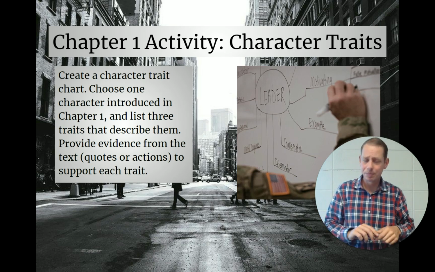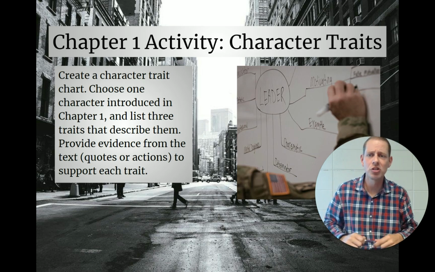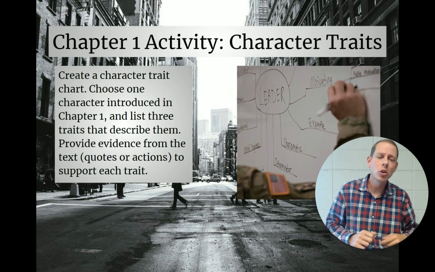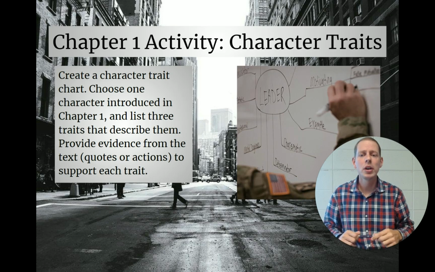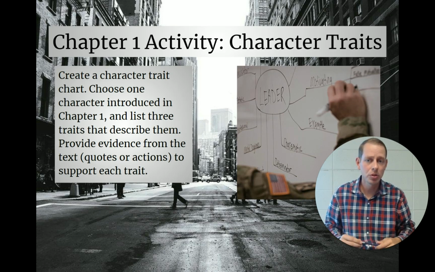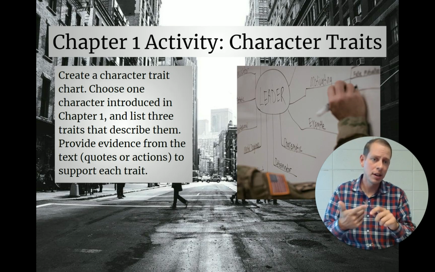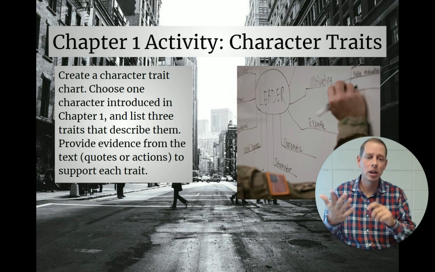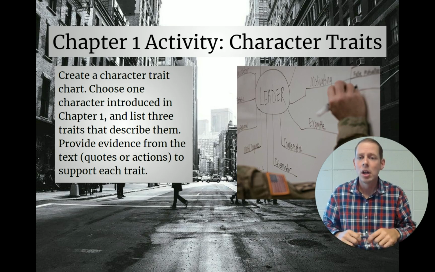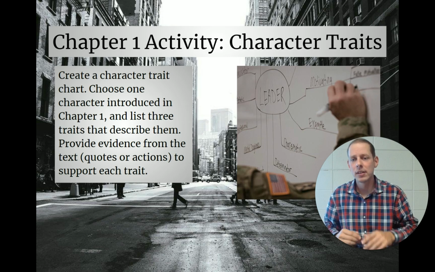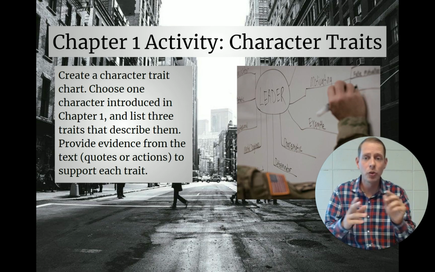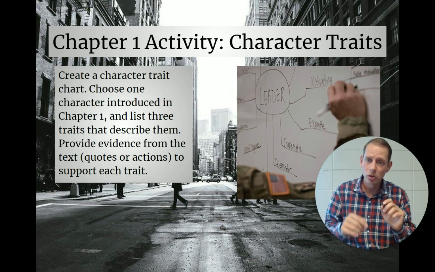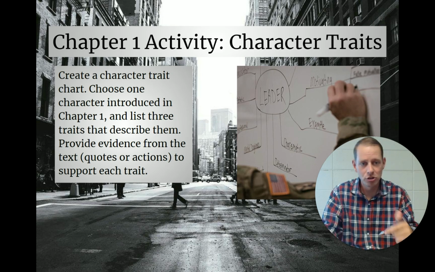You're going to need a sheet of paper. Teacher might have a certain worksheet that she wants you to use, but you're going to create a character trait chart. As you can see here, it says choose one character introduced in Chapter 3. So you got Soda Pop, you got Derry, you got Dally, you got 2-Bit, you got Johnny, you got Pony Boy, and you're going to list 3 traits that describe them. Then you're going to provide evidence from the text, which means quotes or actions to support each trait.